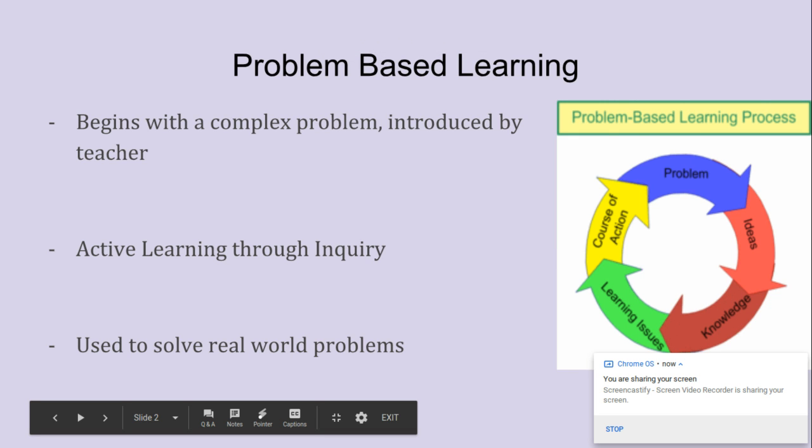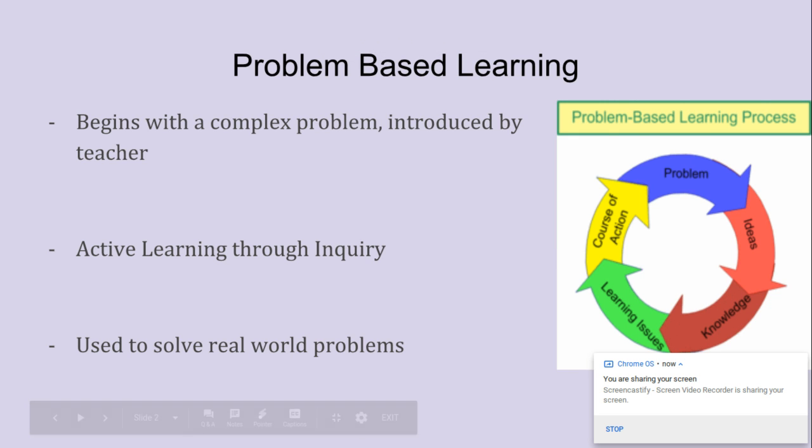So the first one is problem-based learning, and problem-based learning begins with a complex problem. It's introduced by the teacher. It usually mimics real-world issues, so there's no set predetermined answer for it. The students take it upon themselves to learn through inquiry. They use trial and error, and there's not one predetermined set of steps to get to the solution, so students are more inclined to figure out their own methods in order to find a solution.